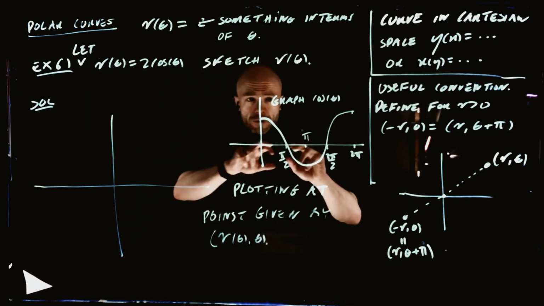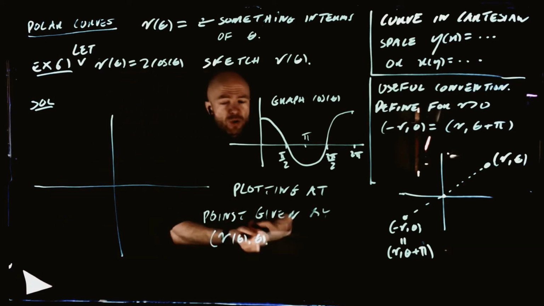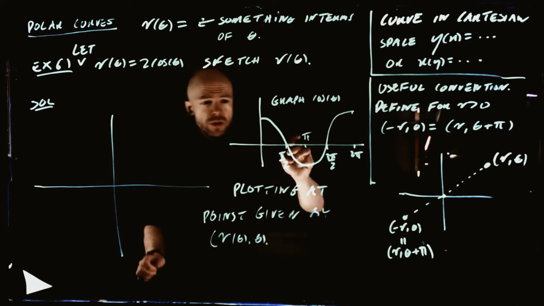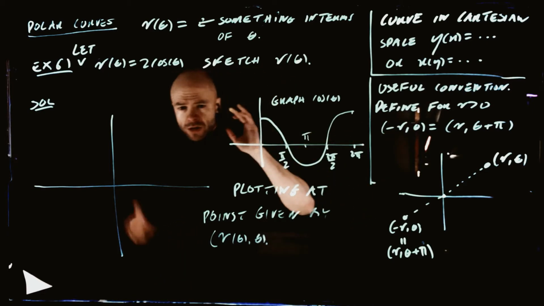We are going to refer back to this graph, and we're going to try and plot what this thing does as we let theta go from 0 to pi over 2, then pi over 2 to pi, then pi to 3 pi over 2, and so on. All right, let's go for it.